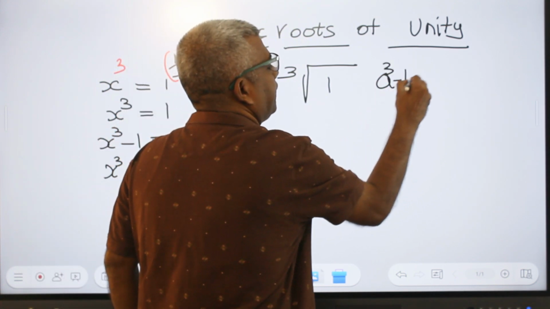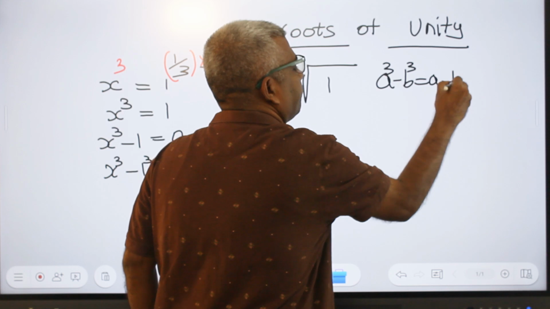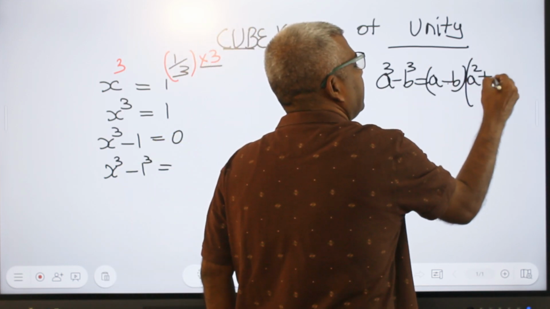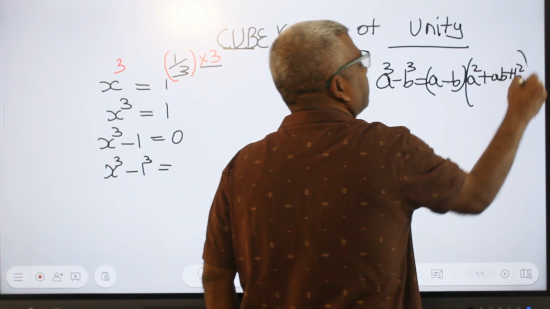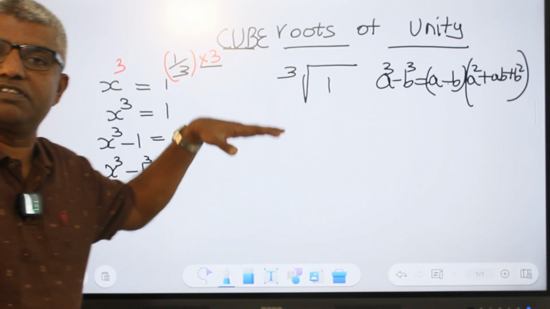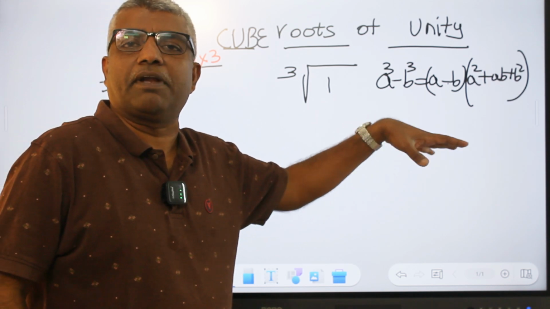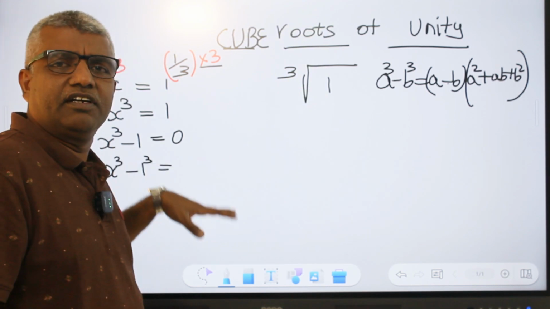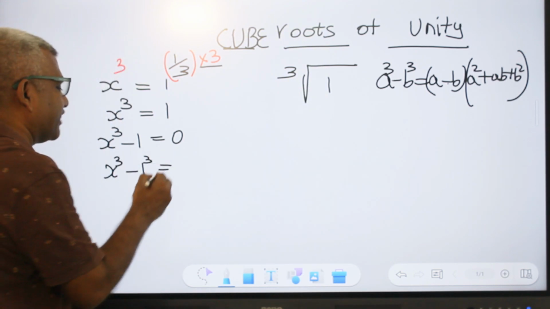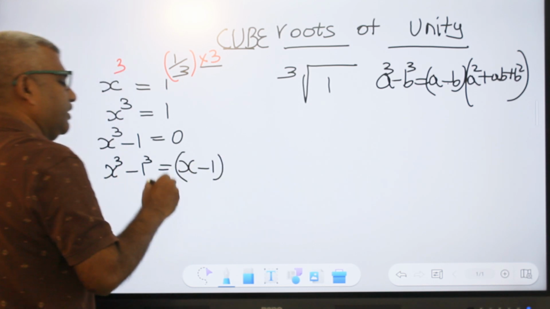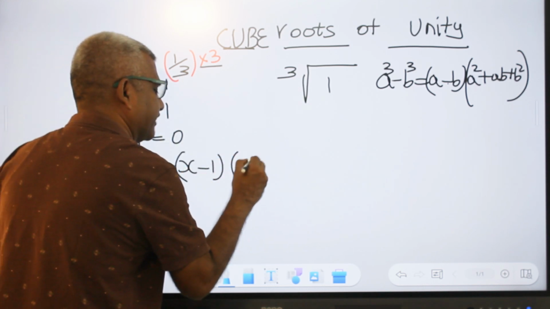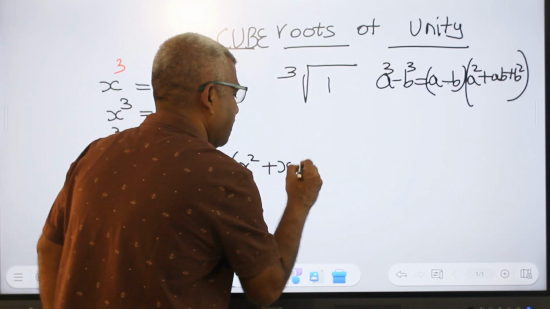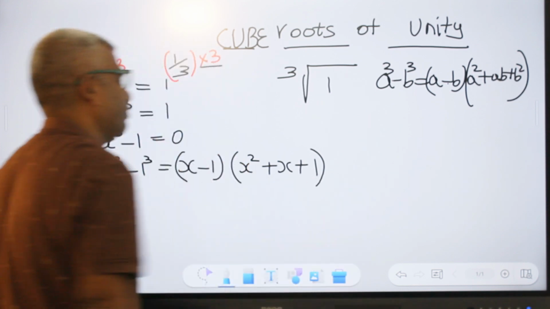A cube minus B cube is A minus B times A squared plus AB plus B squared. Here minus means A minus B. So here x cube minus 1 cube: A is x, B is 1. So x minus 1, then A squared is x squared, plus AB, which is x times 1, so plus x, plus B squared, 1 squared is 1.